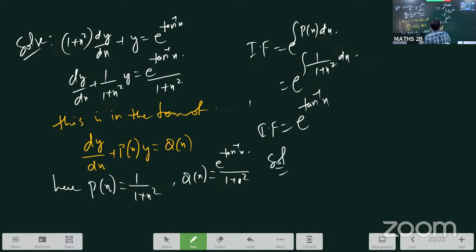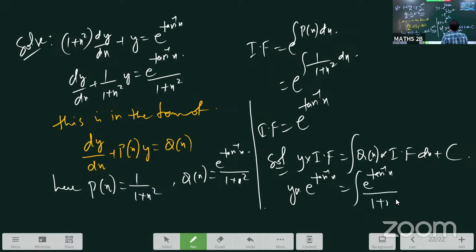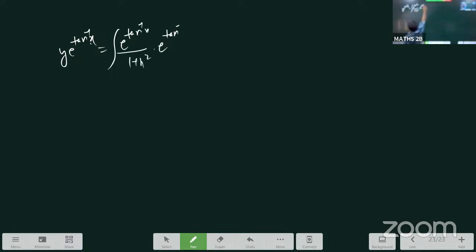So what is your solution? y times integrating factor equals integral of Q(x) times integrating factor dx, plus c. y times integrating factor is y e^(tan⁻¹x). What is Q(x)? e^(tan⁻¹x)/(1 + x²) into integrating factor e^(tan⁻¹x) dx plus c. Now the integration is important.